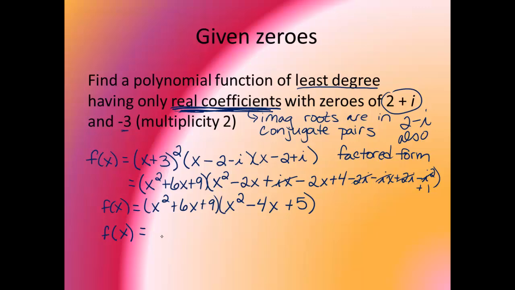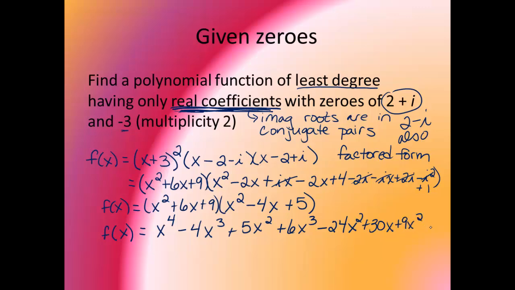I can start distributing these two, and it's x to the 4th minus 4x to the 3rd, 5x squared, 6x to the 3rd, 24x squared, 30x, 9x squared, 36x, ran out of room for the plus 45. Combine all those like terms.